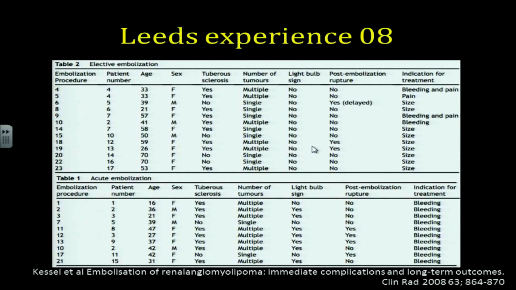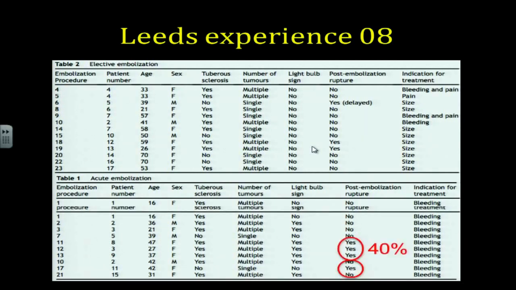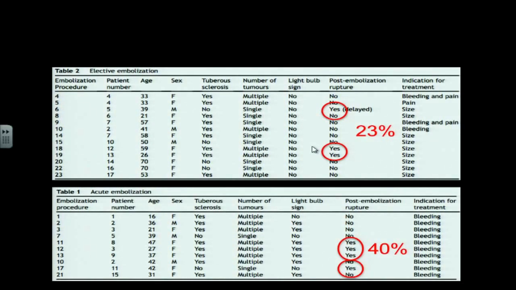Now, embolization can be done electively, i.e. when it's asymptomatic, or acute, i.e. in the heat of battle, when the patient's symptomatic, or when the bleeding's already done. And this really reinforces what I've said before about if you can do it electively, it's much better. Because if you look at here, this is the rupture rate once they're having an embolization.